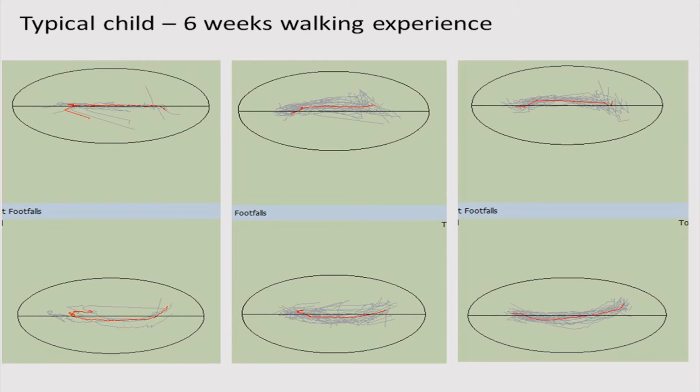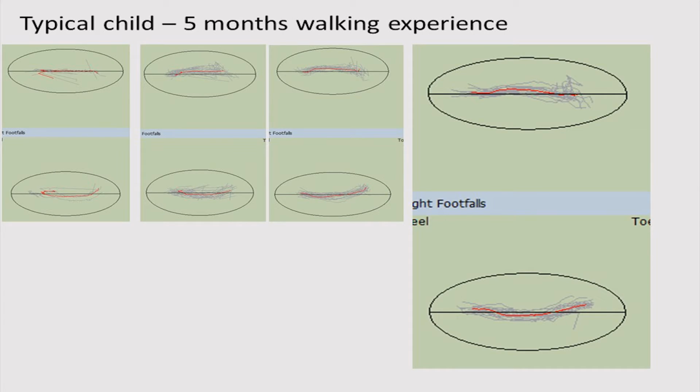And then at 6 weeks of walking experience, we're starting to see that variability decrease, that standard deviation between each individual footfall and the average is decreasing. And then at 5 months of walking experience, we still see some variability, which is to be expected. But as he's continuing to walk and gain experience, he's learning which motor strategies are best for him and which ones work well. And we're going to see that variability continue to decrease.